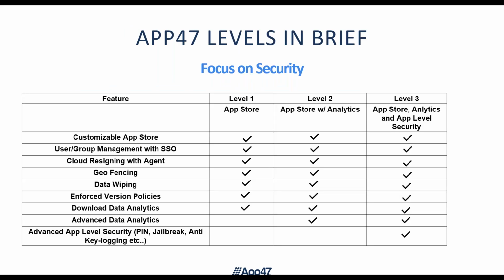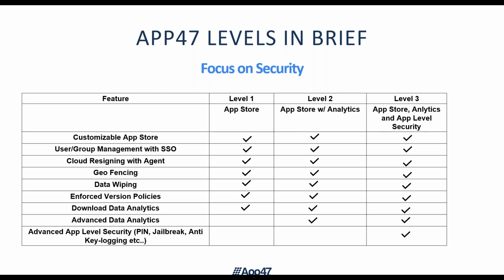We did mention it's all built into the App 47 App Store, and we call it Level 3 Analytics because it's our Level 3 subscription. So we have 3 levels. At a high level, the level 1, which is our base app store, gives you the customizable app store. It gives you the user and group management with SSO. It allows you to sign and re-sign your mobile apps in the cloud. It does provide geofencing and data wiping security, version policies, and simple download data analytics.